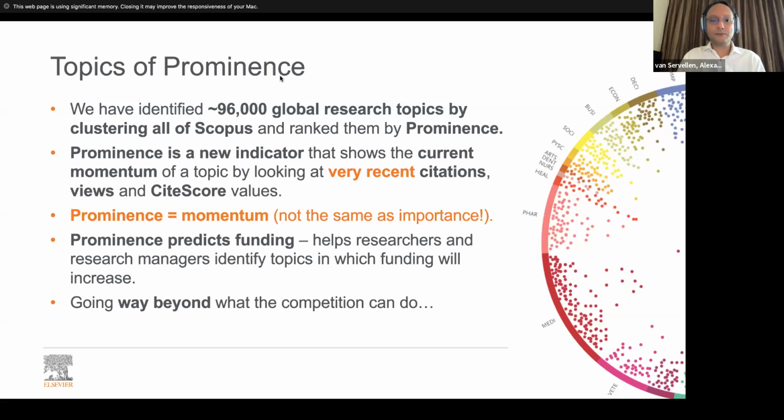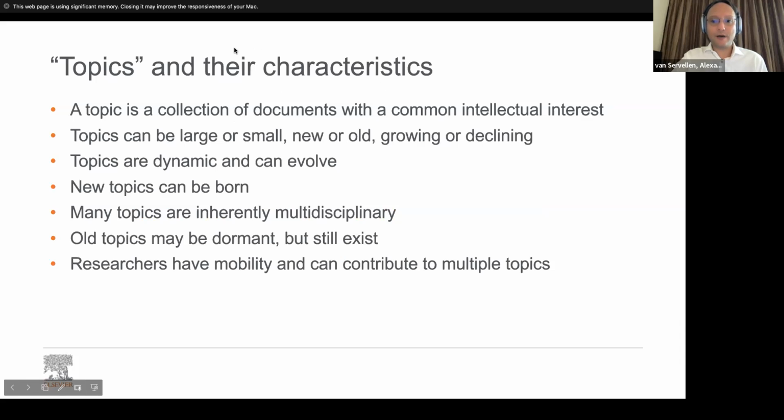And so forth, right? So we've used this to take all of the papers in Scopus and create a model that has 96,000 topics. It's incredibly granular. We've also ranked those topics to identify the topics which are relatively prominent. That means those topics have a lot of momentum. They're being published in top journals, receiving a lot of citations, and so forth, right? What this does is create a model where every topic represents a really specific area, something that has common intellectual interest.